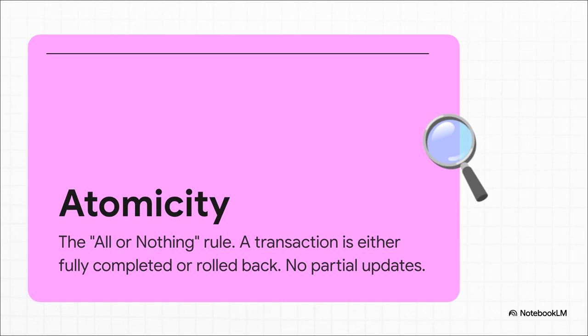It's the all-or-nothing rule. It's super simple but incredibly important. Think about a bank transfer. You want the money to leave your account and arrive in your friend's account, not one or the other. Atomicity ensures that if any part of that transaction fails, say the system crashes right in the middle, the whole thing gets rolled back. It's like it never even happened. This one rule is what saves databases from becoming a total mess.